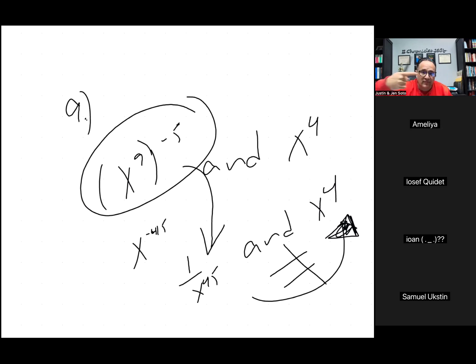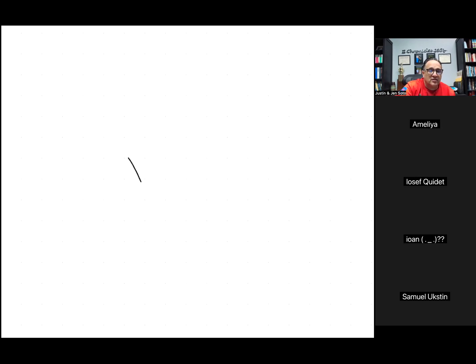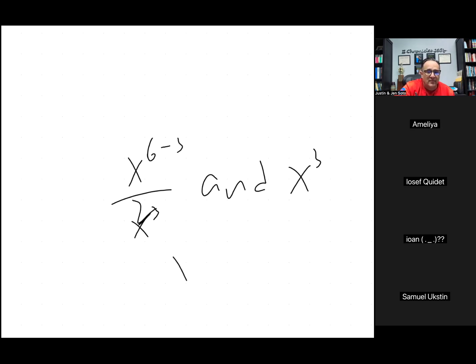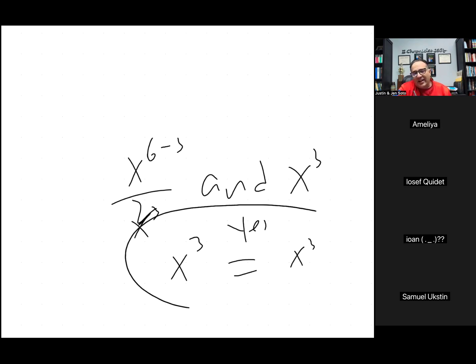Okay, I see a couple pointy fingers. Okay, let's try number 10 then. We'll simplify the left and see if it's the same as the right. X to the 6th over x to the 3rd, so this is just 6 minus 3. So it's x to the 3rd over 1, which is equal to x to the 3rd. So yes. Simplify both sides, see if they're the same.